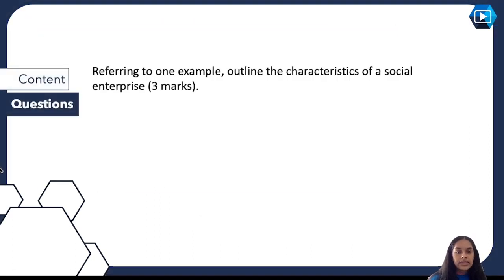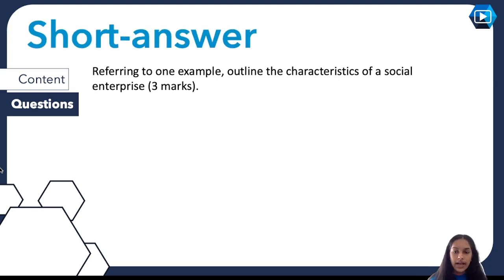Okay, so let's have a look at the short answer questions. The first one: referring to one example, outline the characteristics of a social enterprise. With your short answer questions, the first thing you should be thinking about is, what is the task word? The key task word here is outline, which just means you need to provide a brief description of the key concept that the question is asking you about. In this case, it would be social enterprise and the characteristics of one.